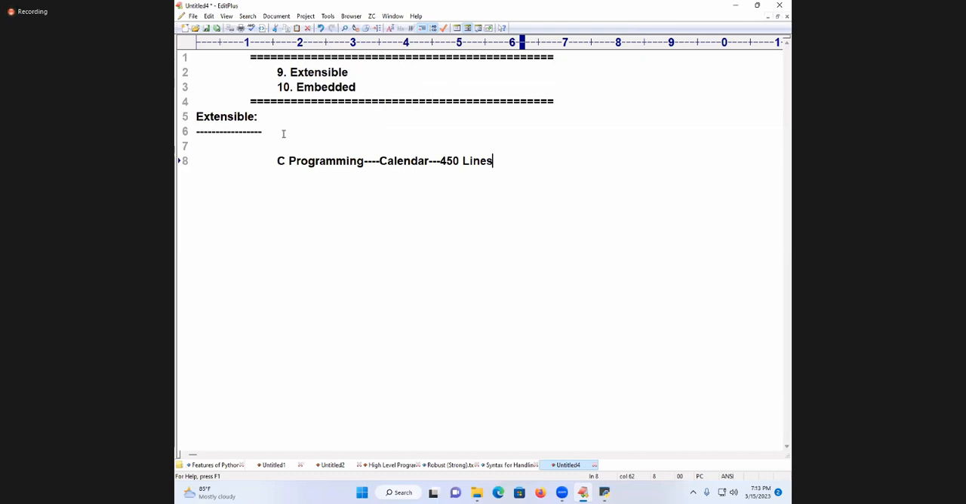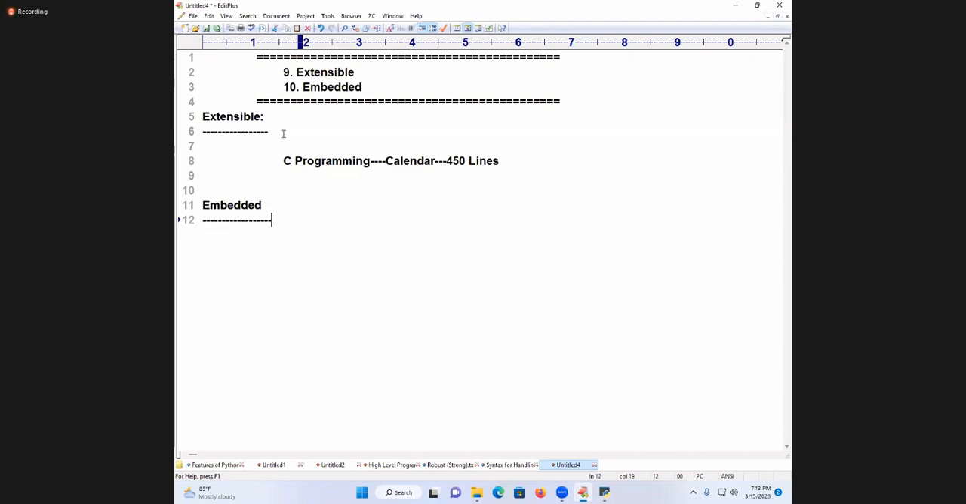And opposite to that service is embedded. Embedded is also one more service. Are you getting it, students? Extensible means giving. Embedded means taking. And what is the limitation of Python? Python is not the fastest language. Python is a comfortable language.